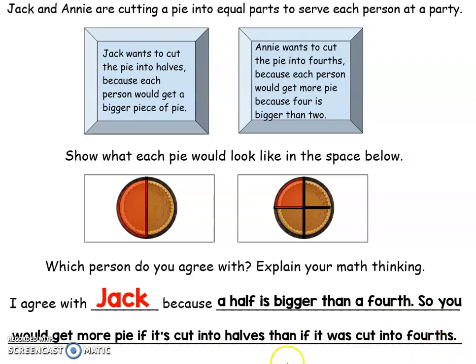Okay. I feel so great now that I've done this word problem, and I really feel like I understand it. Now you get to try this on your own.